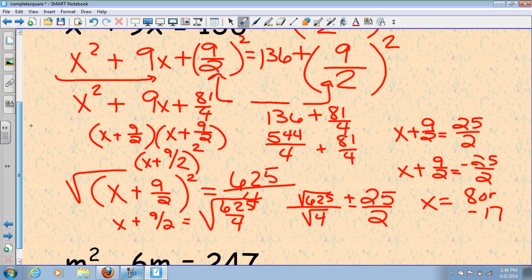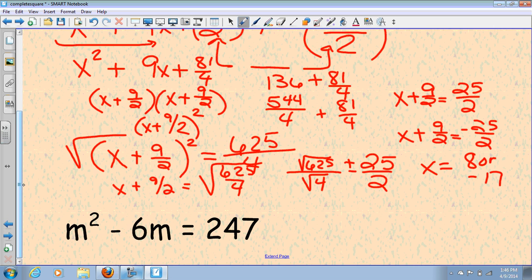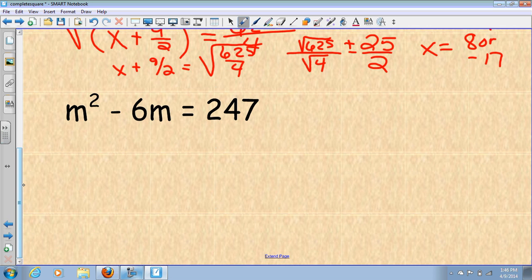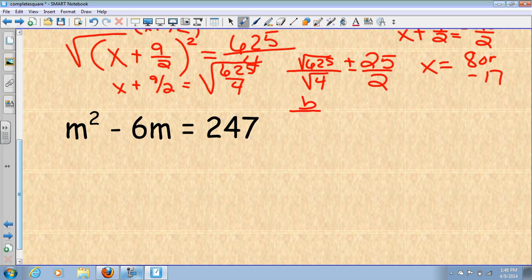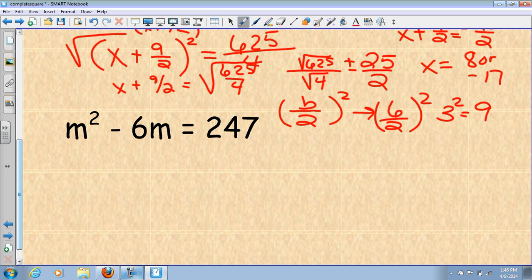Okay? Let's try this next one. I think this one might not be quite as confusing because it's not going to be a fraction. So I'm going to go rather quickly. Okay, remember b over 2 squared. 6 over 2 squared, 3 squared, 9. So now I'm adding 9 to both sides. m squared minus 6m plus 9 equals 27 plus 9.